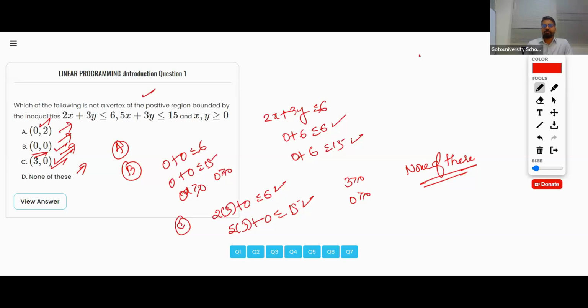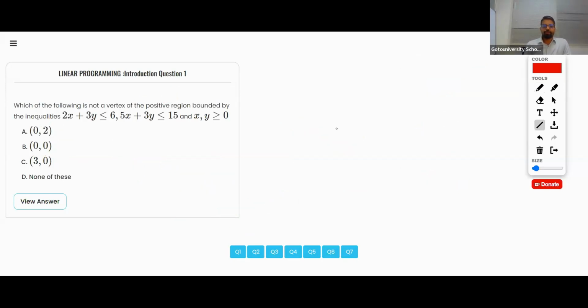What is the positive region? I just showed you the feasible region, right? In that graph particularly, we had a feasible region there. All these points are going to be a part of this region. That region is called the positive region. So it is a feasible region. Indirectly, it's asking which of the following points is not a part of this region. So can we check this solution by the graphical method as well? Yes, we can try that. It will be good practice.